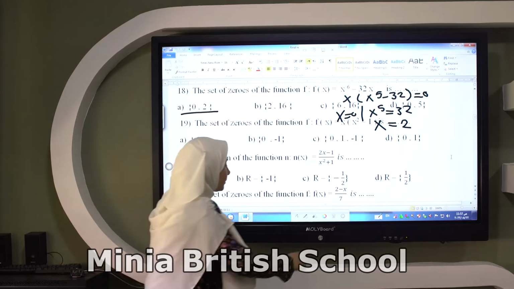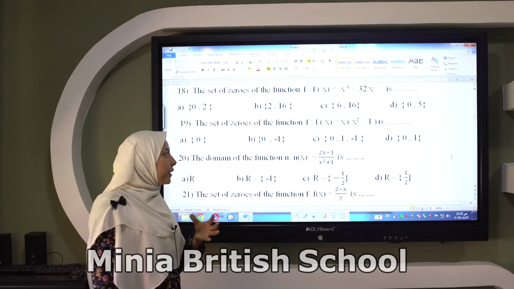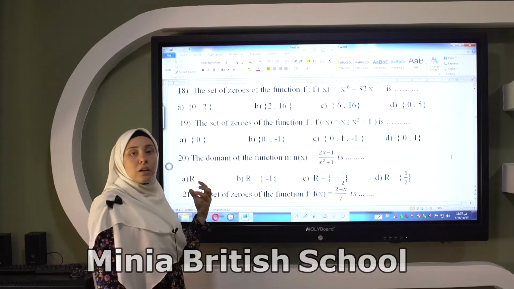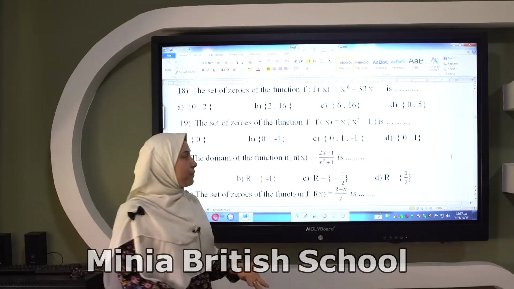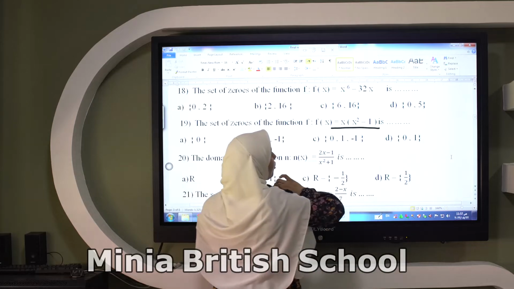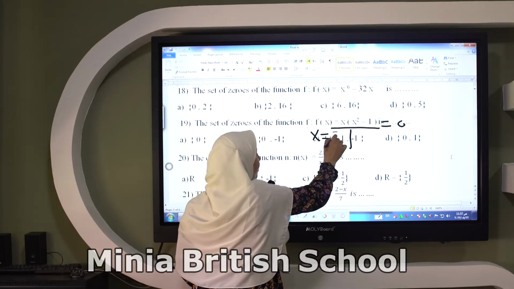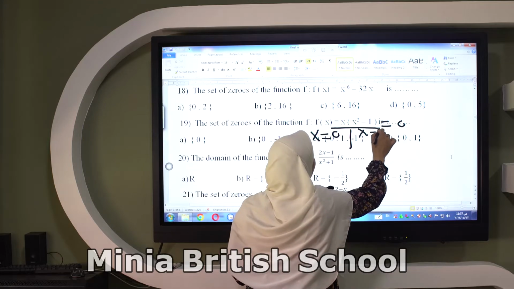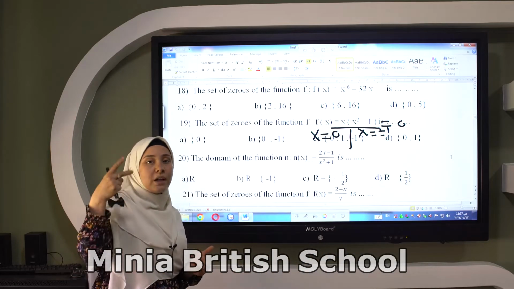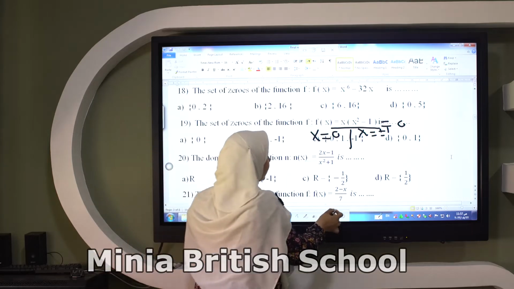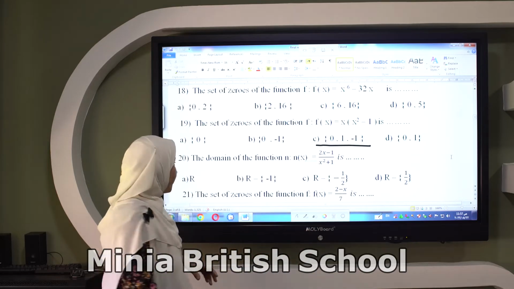Number 19, the set of zeros of the function f, where f of x equals x times (x power 2 minus 1), is what? Suppose this expression equals 0, then x equals 0 or x equals positive or negative 1. So the set of zeros here is 0, positive 1, negative 1. So the solution set, or set of zeros, here is letter C.